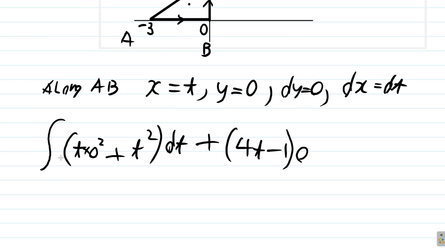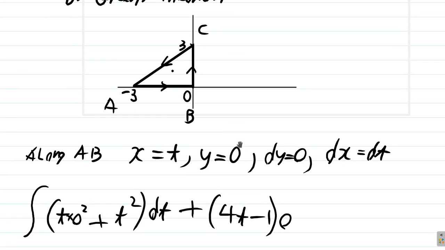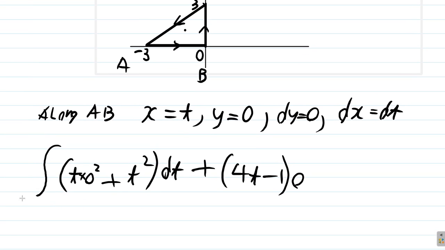Alright, so here we have a change in t. Now if you talk about a change in x, it is from -3 to 0. But a change in x is the same as a change in t because x is equal to t. So you're integrating from -3 to 0. See that?